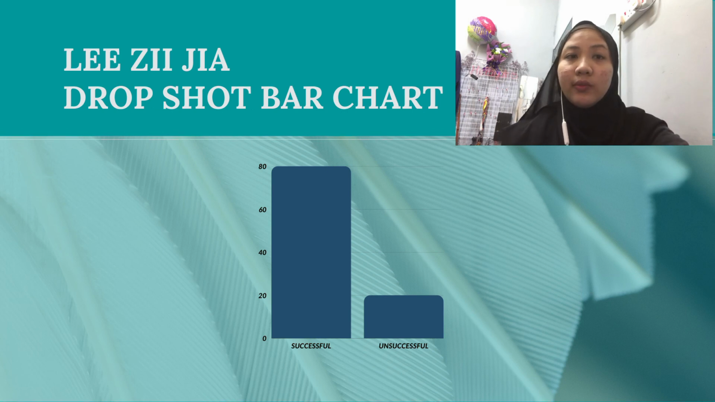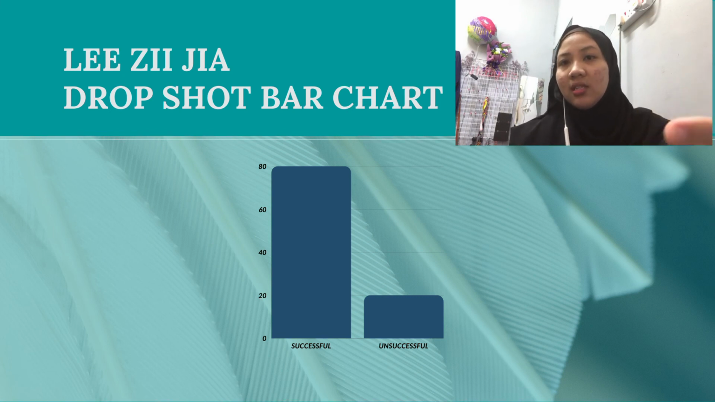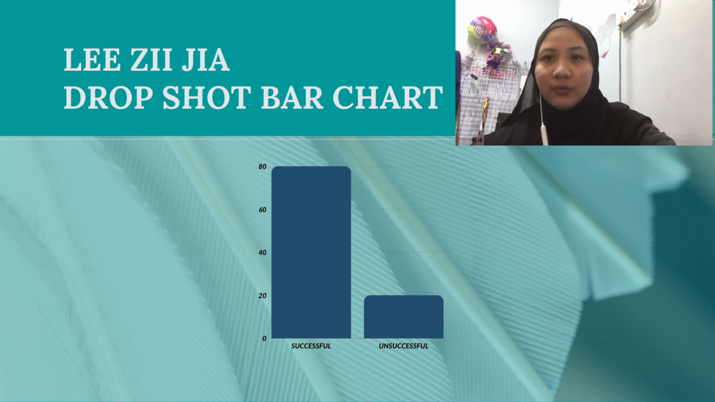Okay, so next we will move to the drop shot bar chart of YAHYA during the games. As you can see on the slide here, the bar chart of YAHYA during the drop shot shows 80% successful, and the other 20% unsuccessful.